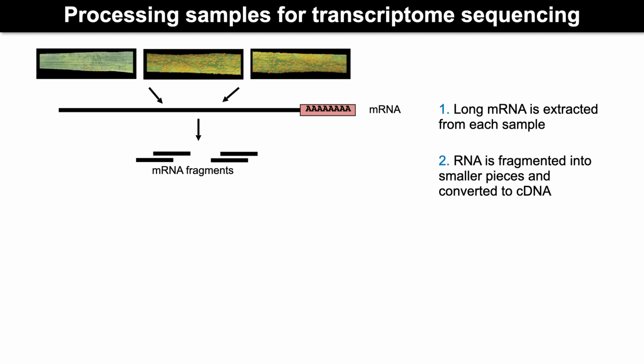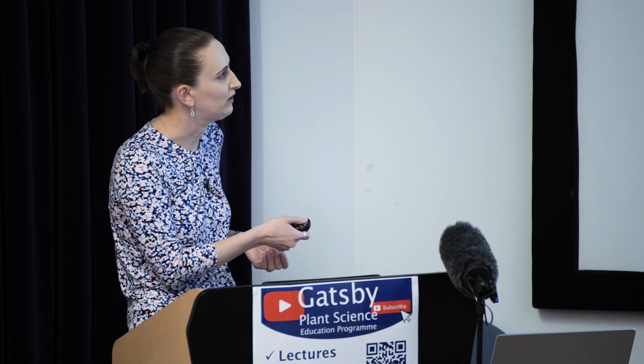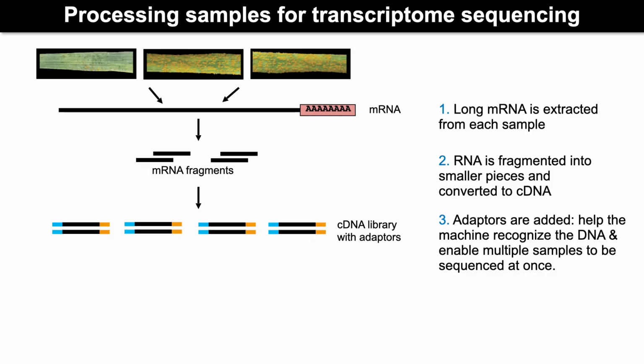We then convert that RNA into complementary DNA, and then we have to process that cDNA that we've created. The reason we have to process this cDNA is that we have to add something to it in order to do sequencing. What we add are what are called adapters. We add these special little nucleotide sequences to the end of all our cDNA fragments, and we do this for two different purposes.